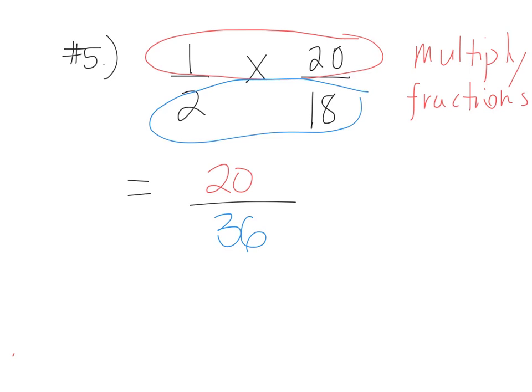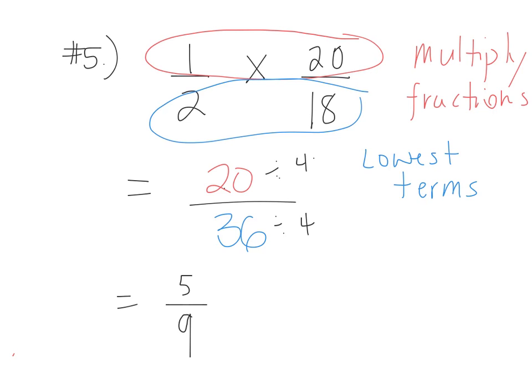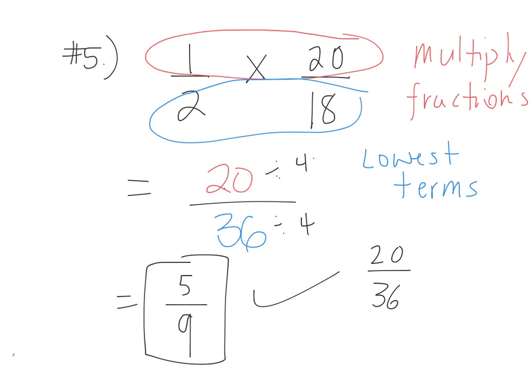Now, we want to put this in lowest terms. The question said to write your answer in lowest terms. So we need to figure out a number that both 20 and 36 are divisible by. We need to reduce this. What goes into 20 and 36? 4. Okay, they're both divisible by 4. What's 20 divided by 4? 5. Good. What's 36 divided by 4? 9. Good. Can I reduce 5 ninths? Is there anything that goes into 5 and 9 aside from 1? No, so that's it. So the answer is 20 over 36, which is equal to 5 over 9.